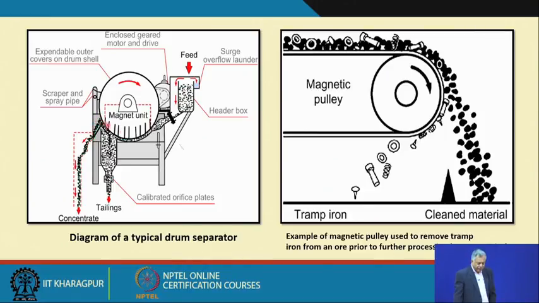So, there the magnetic materials will be transported up to this much and then they will be discharged through a concentrate collecting system. So, that means the non-magnetic particles are collected from here and magnetic particles are collected from here.